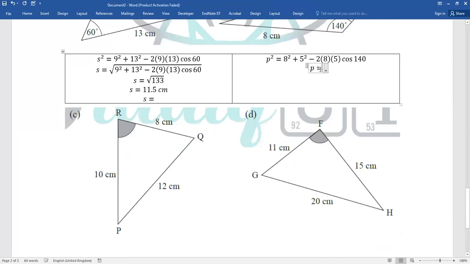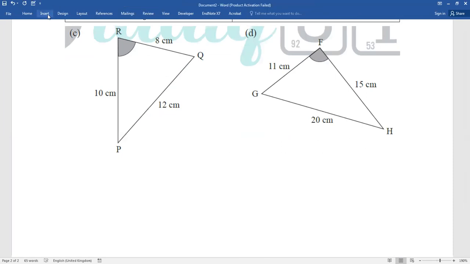Yes, class. What is the answer for this one? 12.3. Now, what about this one?